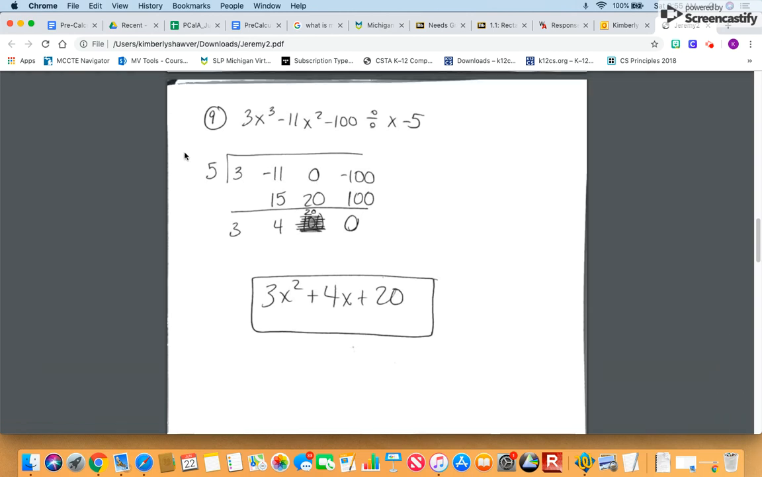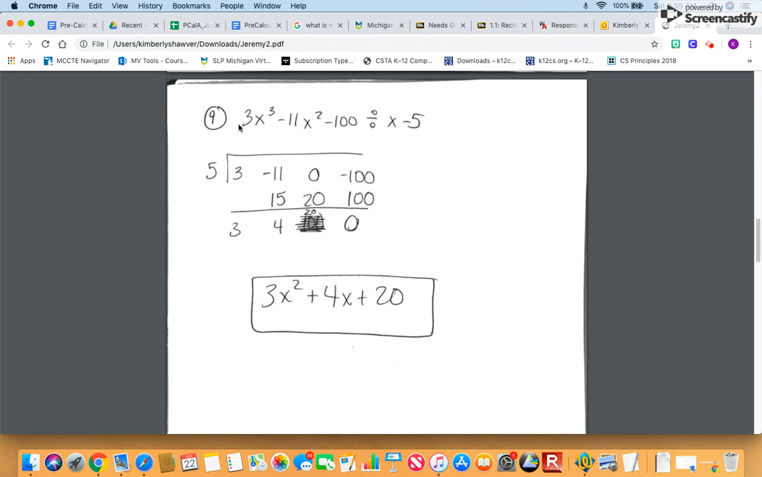And then from here, the process is: bring down the 3, you multiply. 5 times 3 is 15. Then you add. You get 4. 5 times 4 is 20. You add, you get 20. And then 5 times 20 is 100. And when you add these, you get 0.